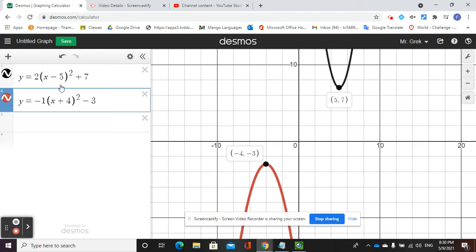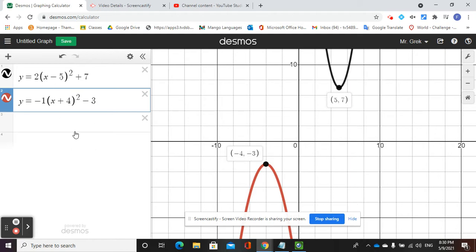What we talked about in class is that the number inside the bracket, if I flip the sign, I've got the x coordinate of the vertex, and the number outside the bracket is the y coordinate of the vertex. So I flip the sign, I get 5, 7. Sure enough, there's my vertex of the black parabola. And the red parabola, again, I flip the sign, 4 becomes -4, and I have -3. So in vertex form, we can read off or interpret the vertex quickly.